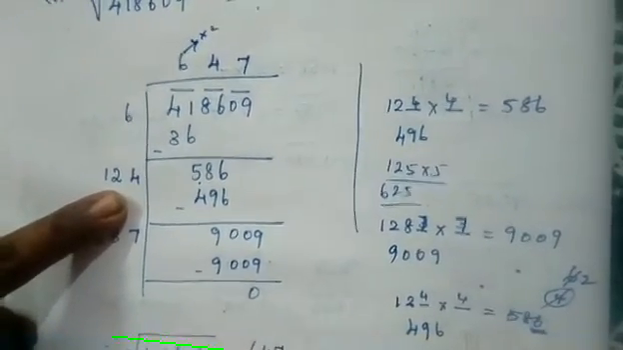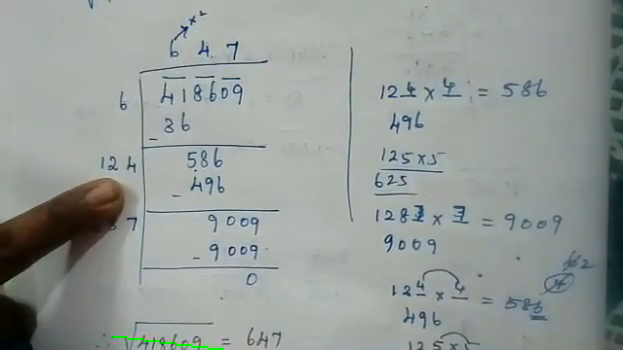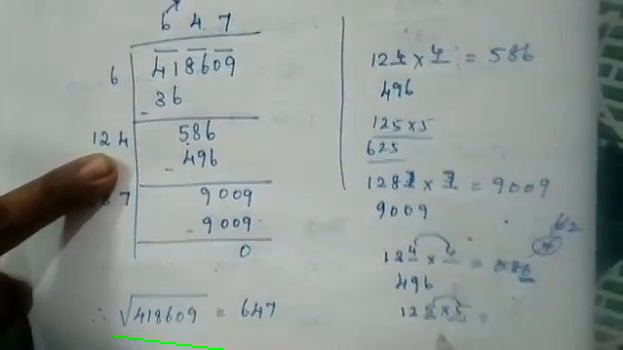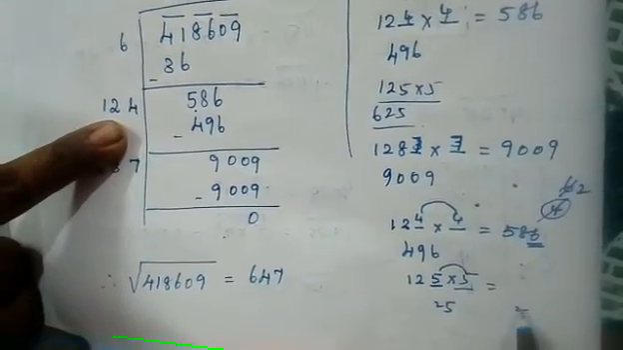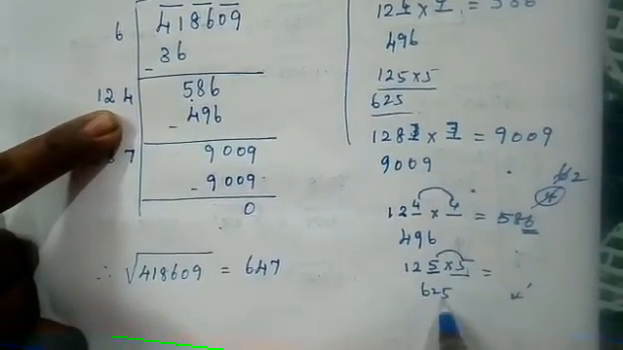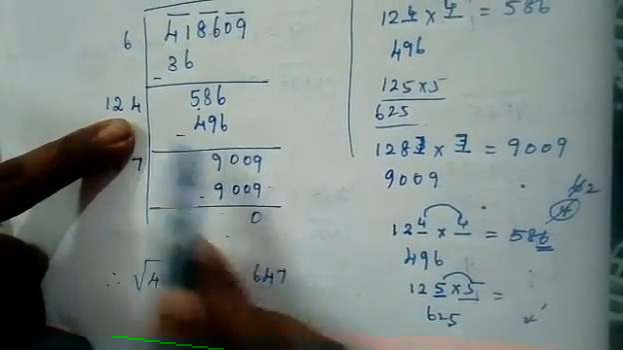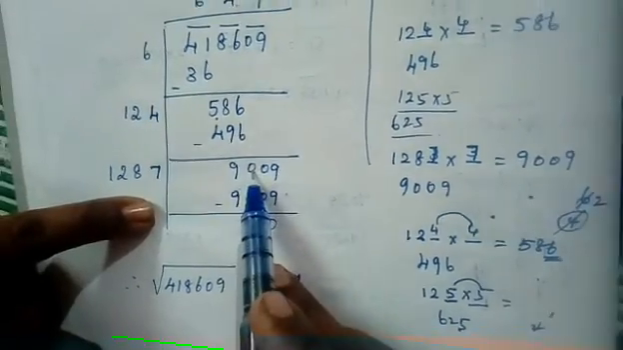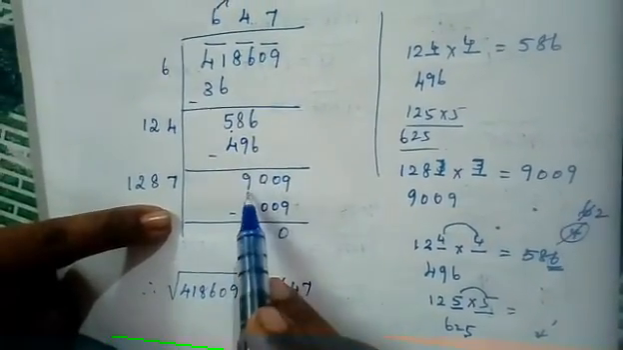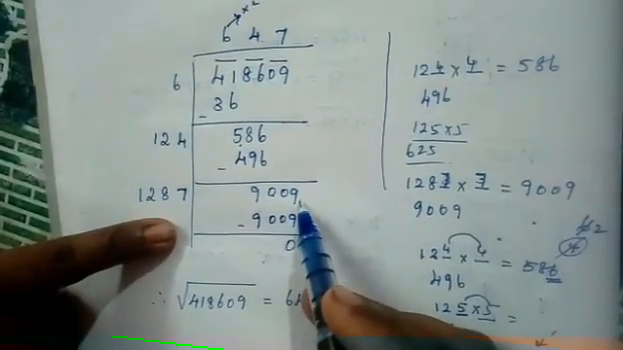For 5, what value to write? The same value you have to write here, the same number you have to write here. That is 5. 5 5s are 25. Balance 2. 10, 12. Balance 1. 6. That is 625, more than this number. So 4 is possible. So you have to subtract these two. You get 6 minus 6, 0. 18 minus 9 is 9. Then bring down the next pair, that is 9, 0, 9.